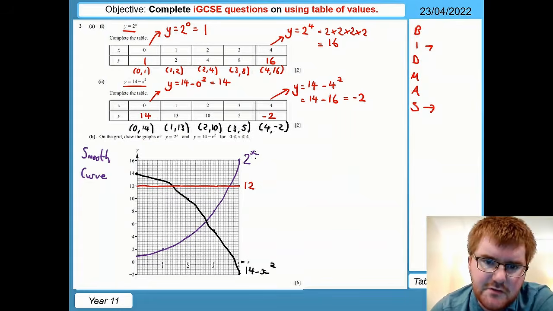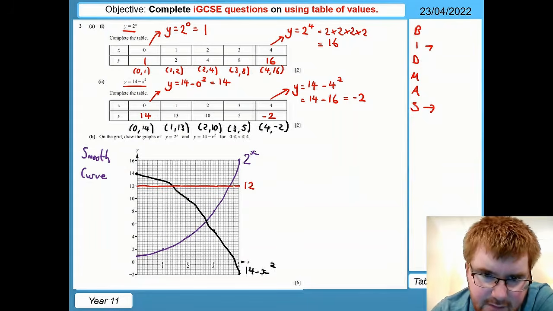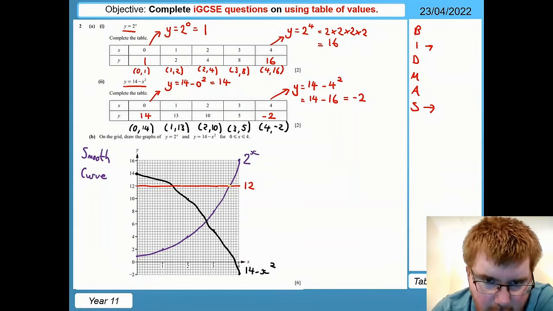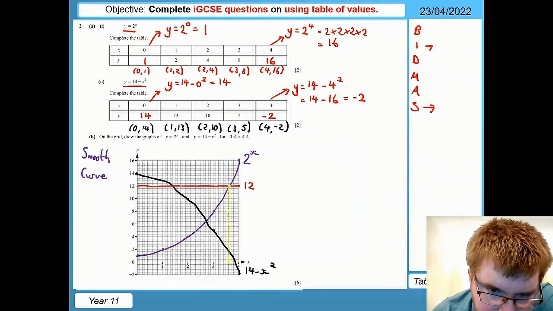So for this question, 2 to the power of x is equal to 12. What it's looking for is this intersection point, which I'm going to do in another colour. I'm going to do this in yellow. And what it wants us to do here is read off the x values. So what we're going to do is we're going to go downwards here. And then we're going to read off this coordinate from the graph.